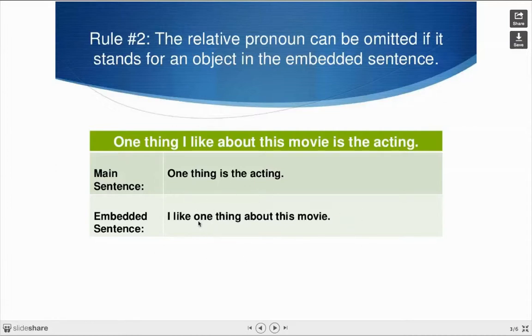So the relative pronoun is standing for this object of like. So it's optional whether you use the relative pronoun or not. I can say one thing I like about this movie or one thing that I like about this movie, because the that refers to this object in the embedded sentence.